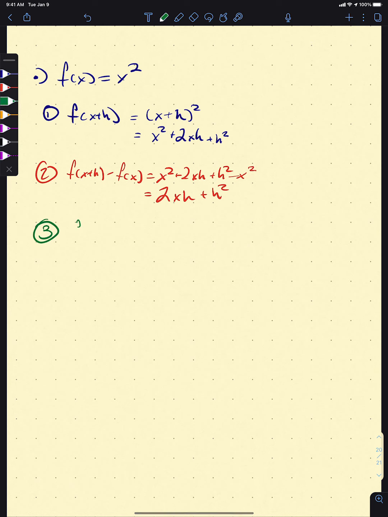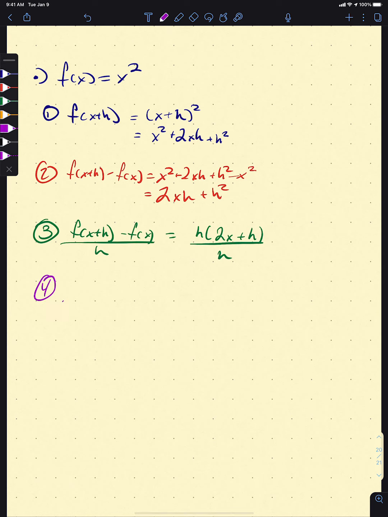3x plus h minus x over h. I'm going to factor out an h like this, 2x plus h over h. And that way, when we take our limit, what are we going to get? Minus f of x over h. Well, these guys are going to cancel.